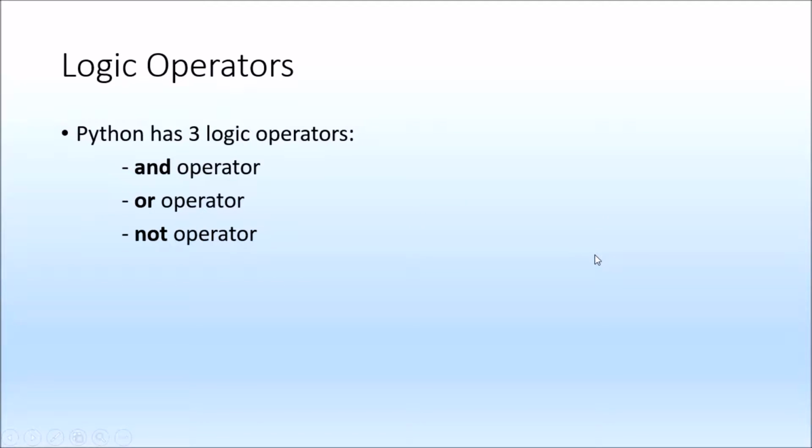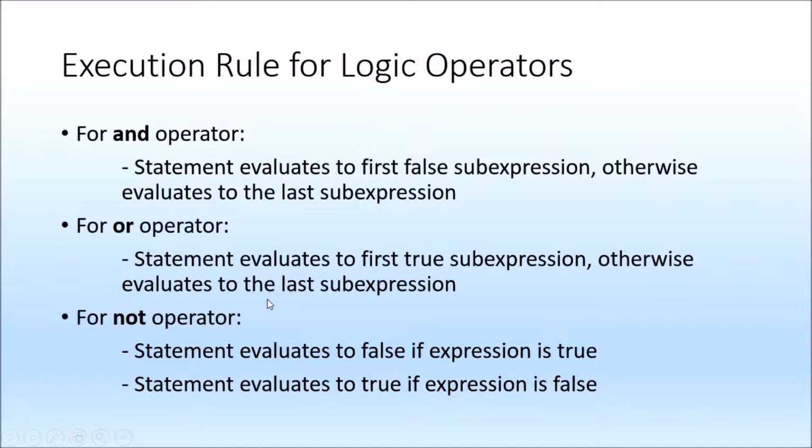The next topic we're going to talk about is logic operators. Python has three main logic operators: the AND operator, the OR operator, and the NOT operator. They're honestly pretty intuitive in how they work, but there are a few little subtleties here and there that I will address. So for the AND operator, I'm just going to go through the formal definition of all of the execution rules for all of these. They might not make sense right now, but they will make sense once I go through some examples.